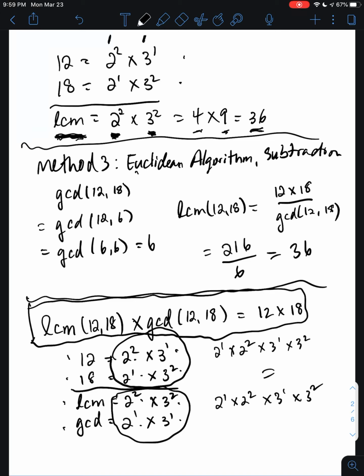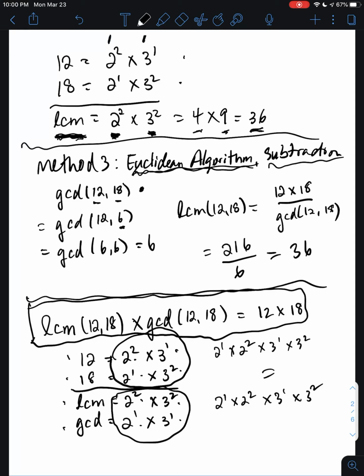method 3, we can use the Euclidean algorithm, subtraction version, to calculate the LCM. Now the Euclidean algorithm doesn't itself give the LCM. The Euclidean algorithm gives the GCD, and you should remember this from the GCD lecture. So if I want to calculate the GCD of 12 and 18, I use the subtraction version of Euclidean algorithm. So I'm going to subtract 18 minus 12, that's the larger number minus the smaller number, and I replace the larger number with the difference.